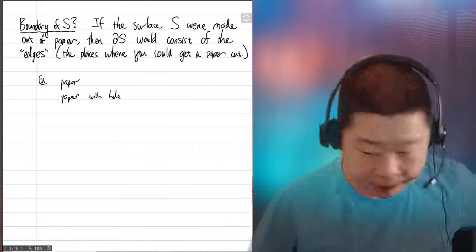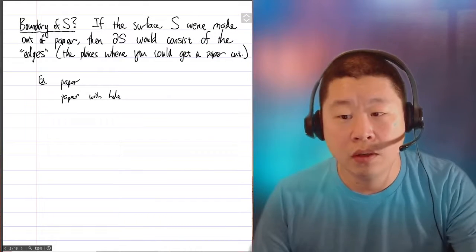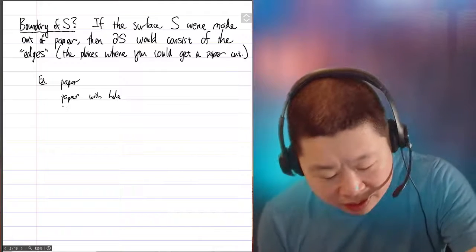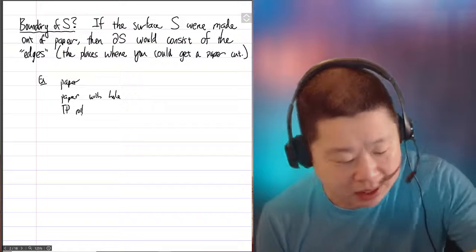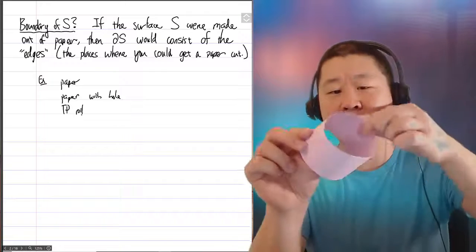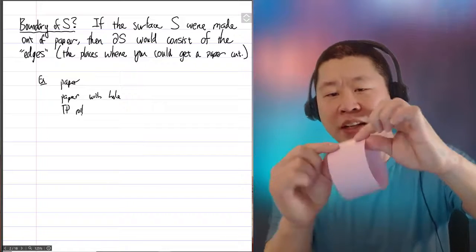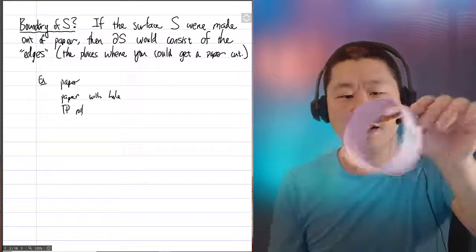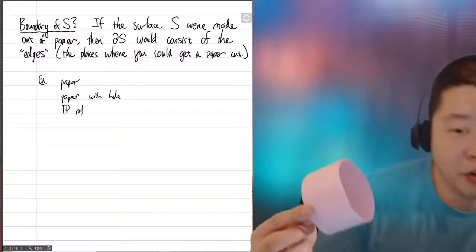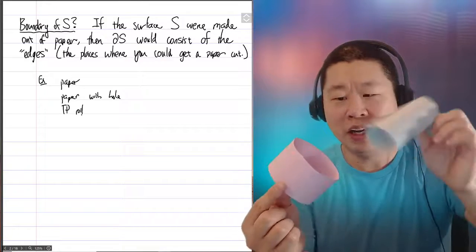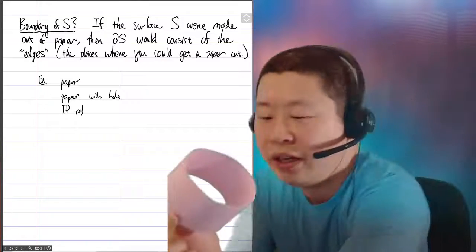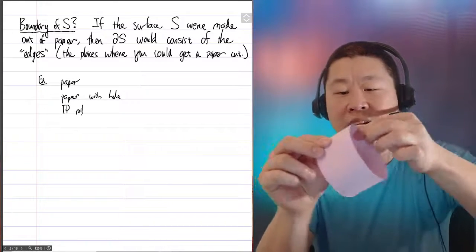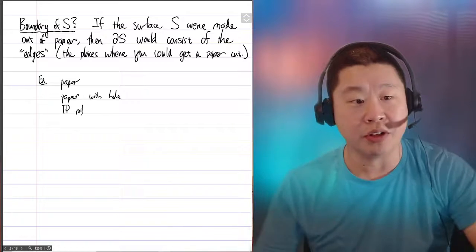Let's take a look at also the example of a chopped cylinder. This is almost like a TP roll or something like this. I just took a sheet of paper and taped it together so it creates a little bracelet like that. Here's another version. This is actually an empty TP roll. Same basic shape, right? And so here, the boundary of this surface consists of this circle on this side as well as that circle on that side. Those are the places you could get a paper cut.